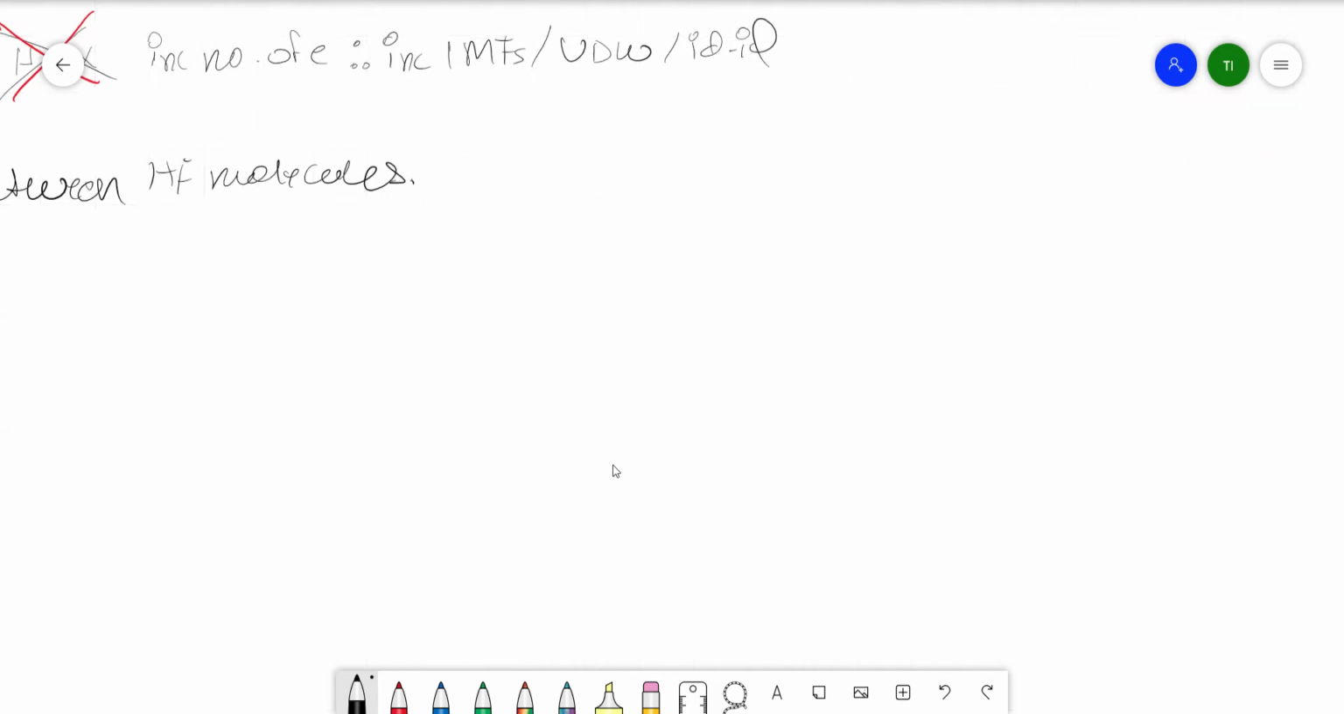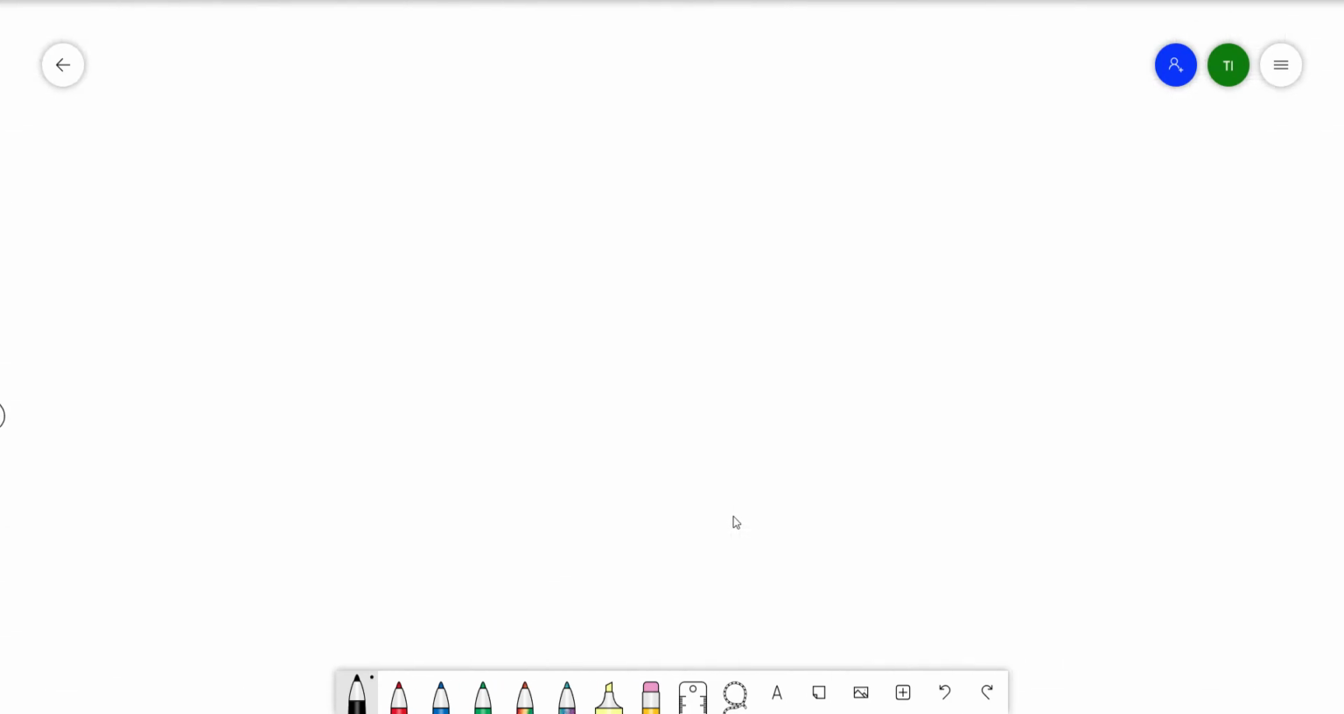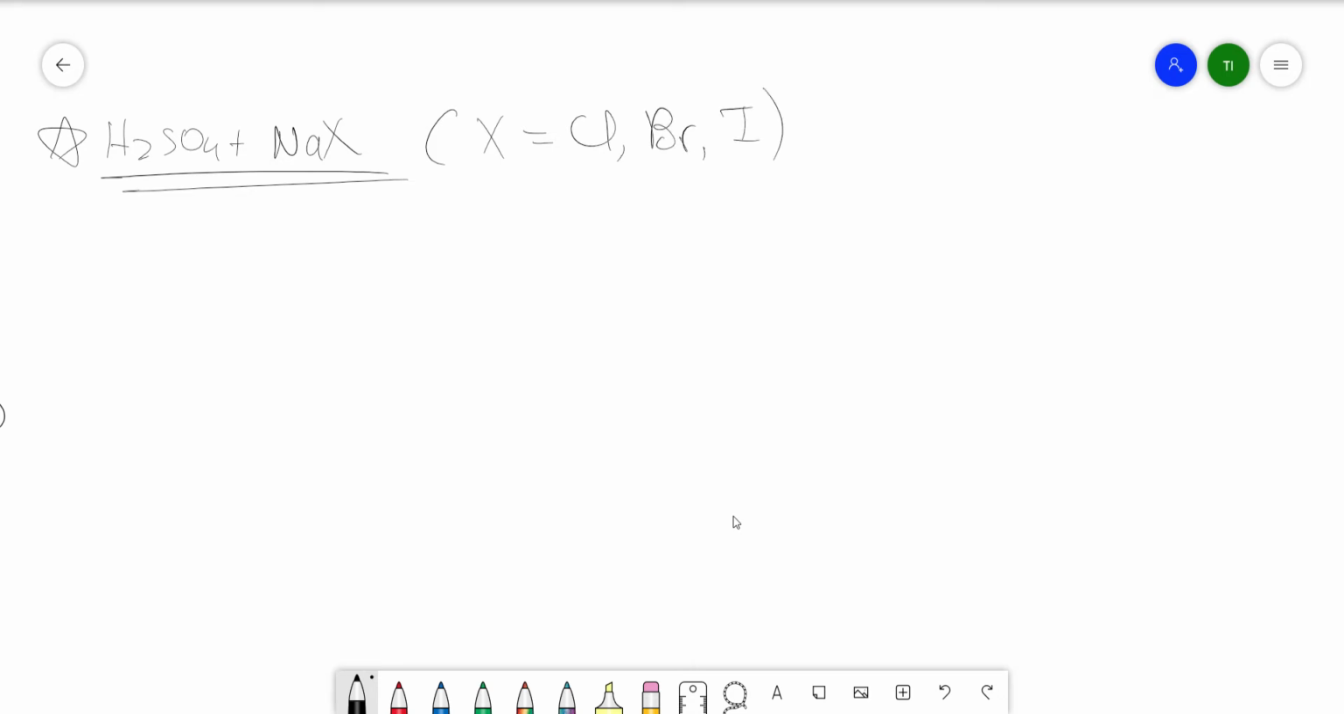And next is an important reaction, and that is between H2SO4 plus NaX. This is a very important reaction, and they ask about it many times, and it comes for a huge number of marks. Okay, this is very important. And over here, X can be Cl, Br, or I. Okay, so the first important thing about this is that H2SO4 is a strong oxidizing agent.